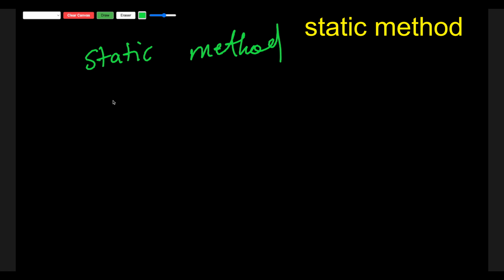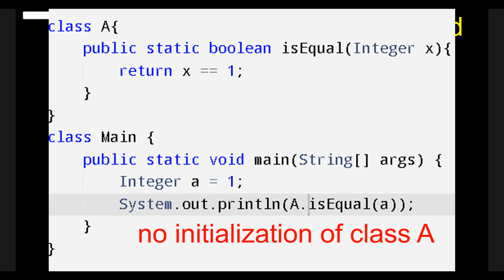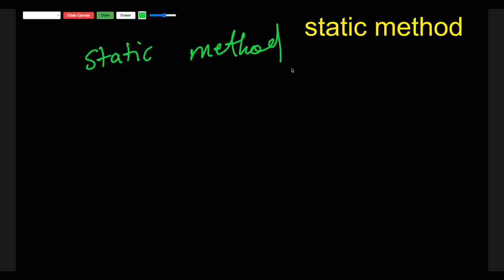Static methods are like utility workers. They don't belong to any specific object. They work at the class level. So basically you don't have to instantiate a class in order to use a static method. You can directly access it using the class. And also these methods can only access the static data directly.